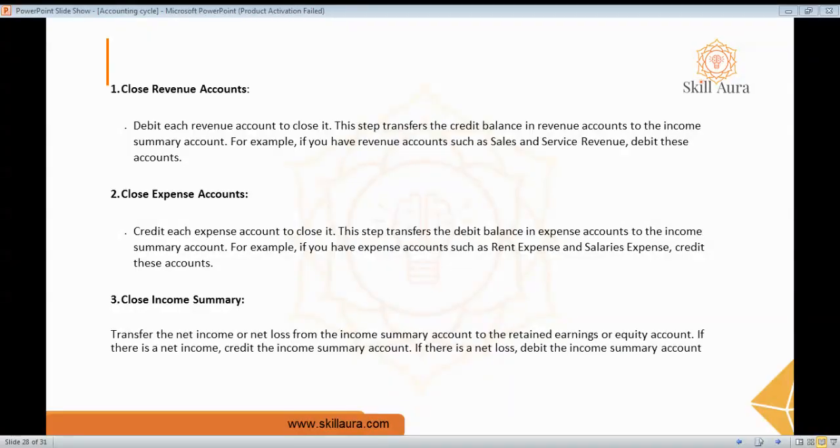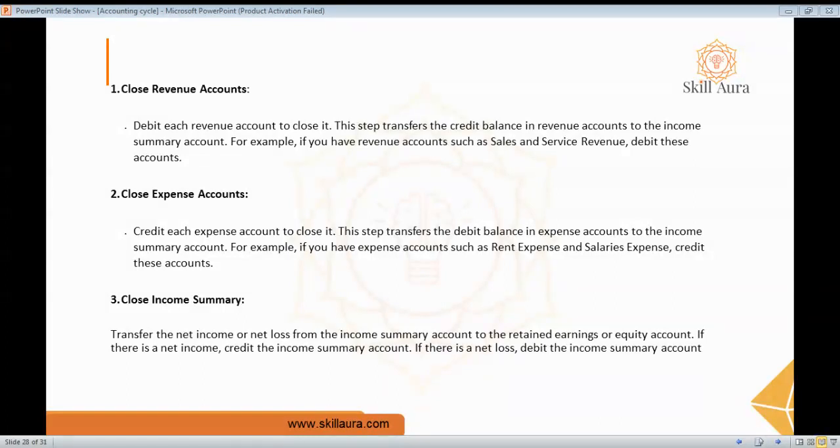And when it comes to close expenses account, here the expenses account to the income summary account will be debited. For example, if you have an expenses account such as rent expenses and salary expenses, you'll credit this account. So it will be balanced, transferring the debit balance in the expenses account to the income summary account.